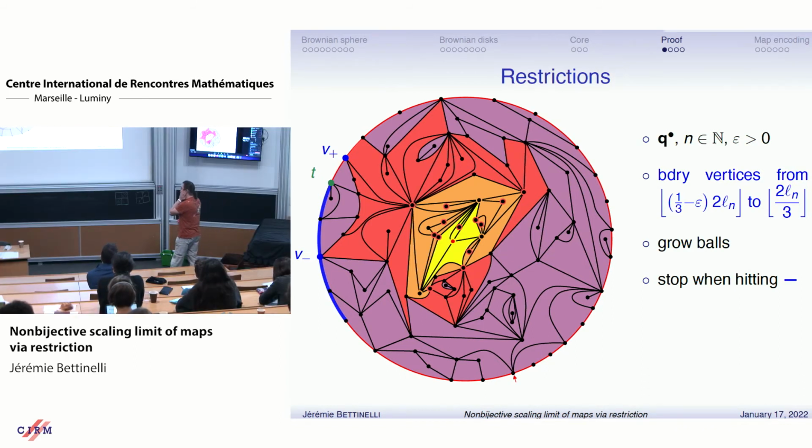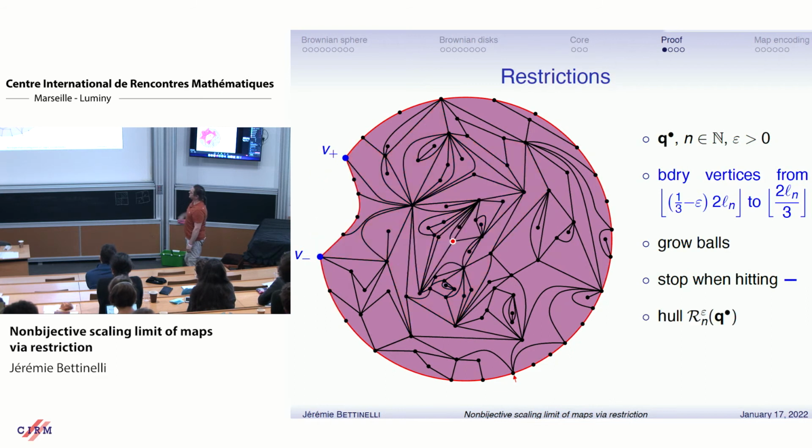Once I have done that, I look at all the complements of the ball, and I add all of them to my ball, except the one that contains something we usually call the hull, for some reason, of the ball.